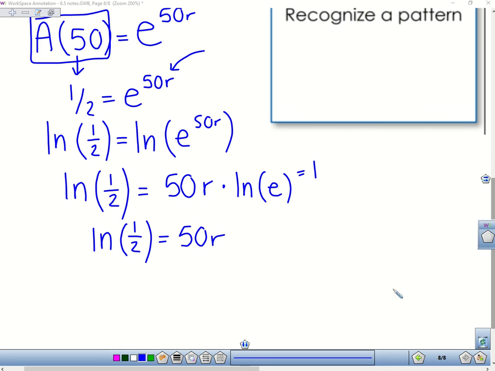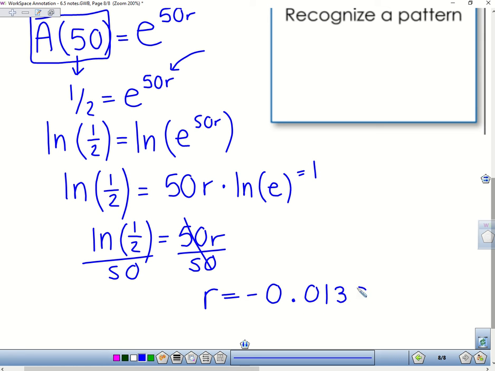So our goal is to solve for r, so what would I do? Good, divide by 50. And this is where our calculator is going to do the rest of the work. So you're going to type in 1/2, so 1 divided by 2, 0.5. Take the ln of that, so the ln button, and then divide that amount by 50. And you should end up with some rate, negative 0.0139 we'll round it to. So that's our decay rate, okay?